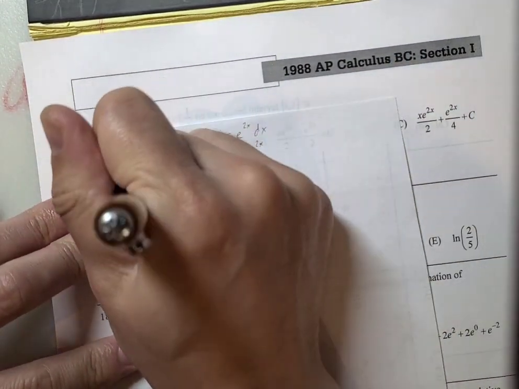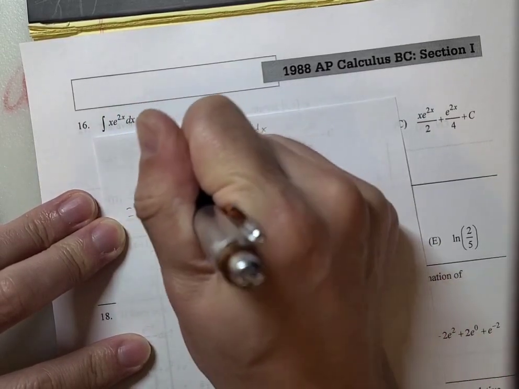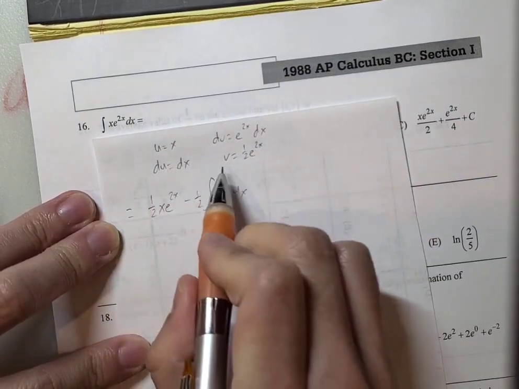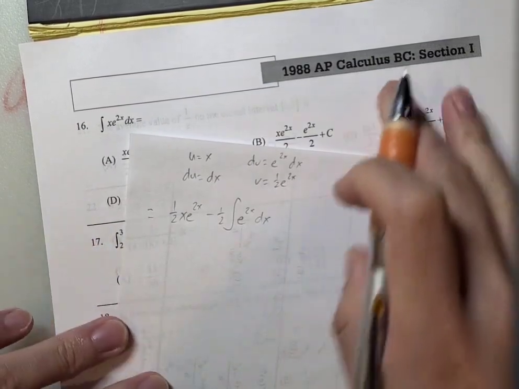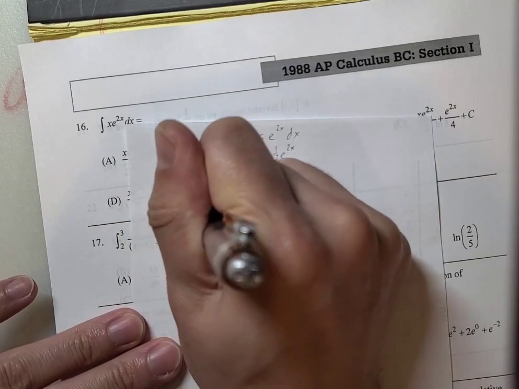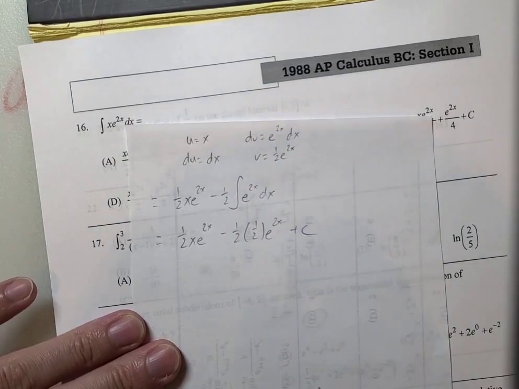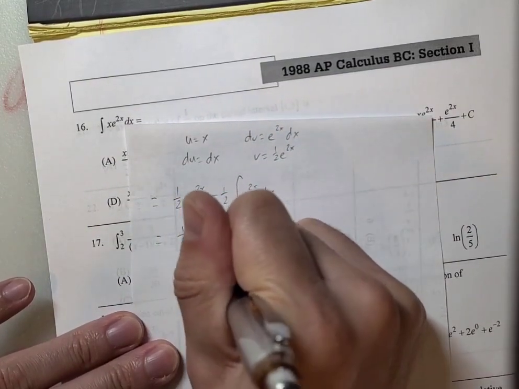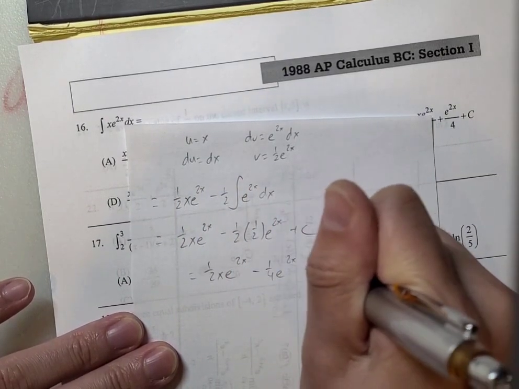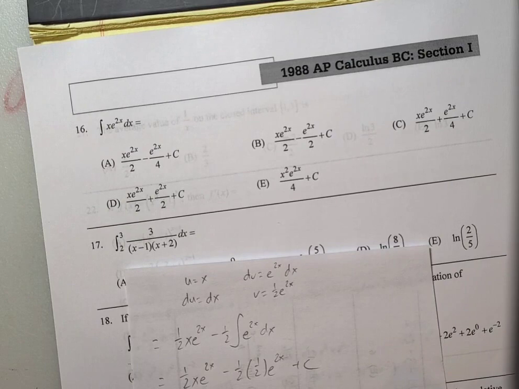Okay, so our integral becomes uv minus integral of v du. So half x e to 2x minus half integral e to 2x dx. Okay, so this is easy to finish solving. That is just half x e to 2x minus half times another half e to 2x plus c. So we can write this as half x e to 2x minus the fourth e to 2x plus c. So that is, which one?